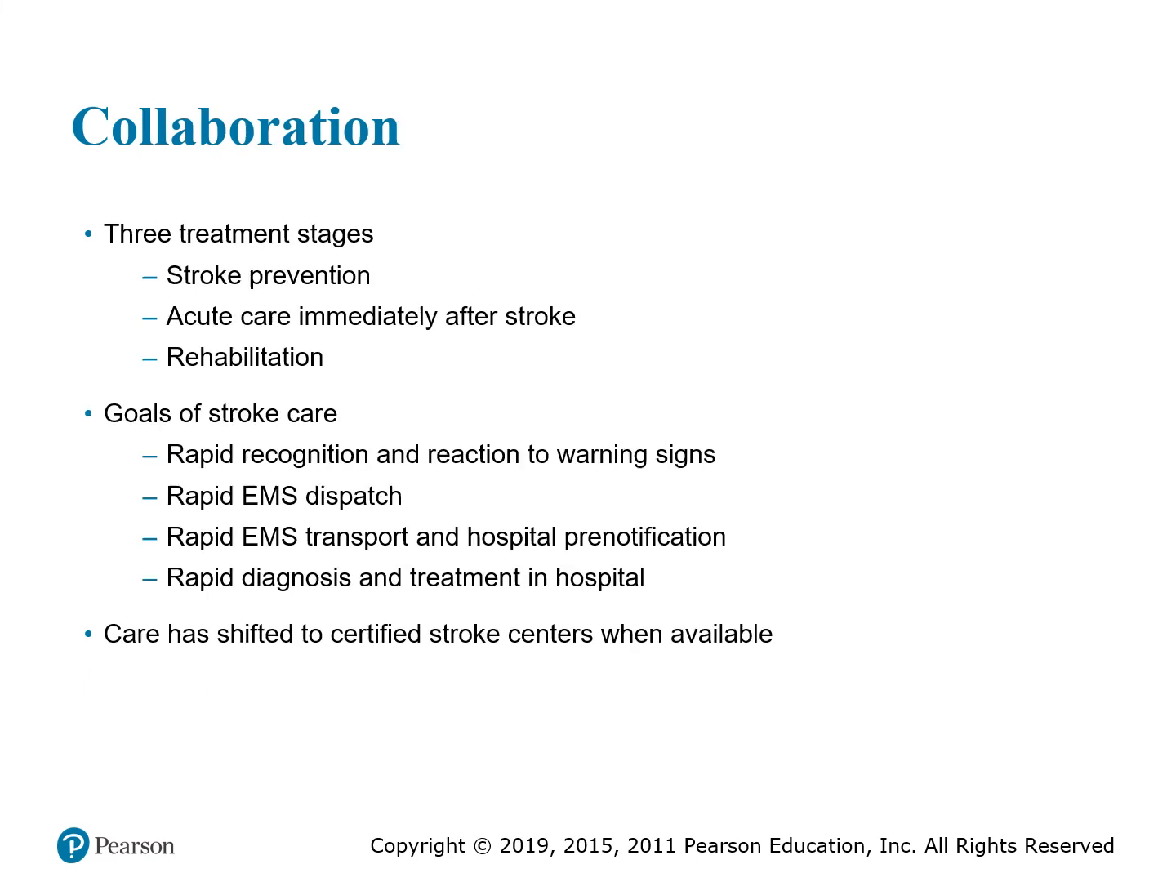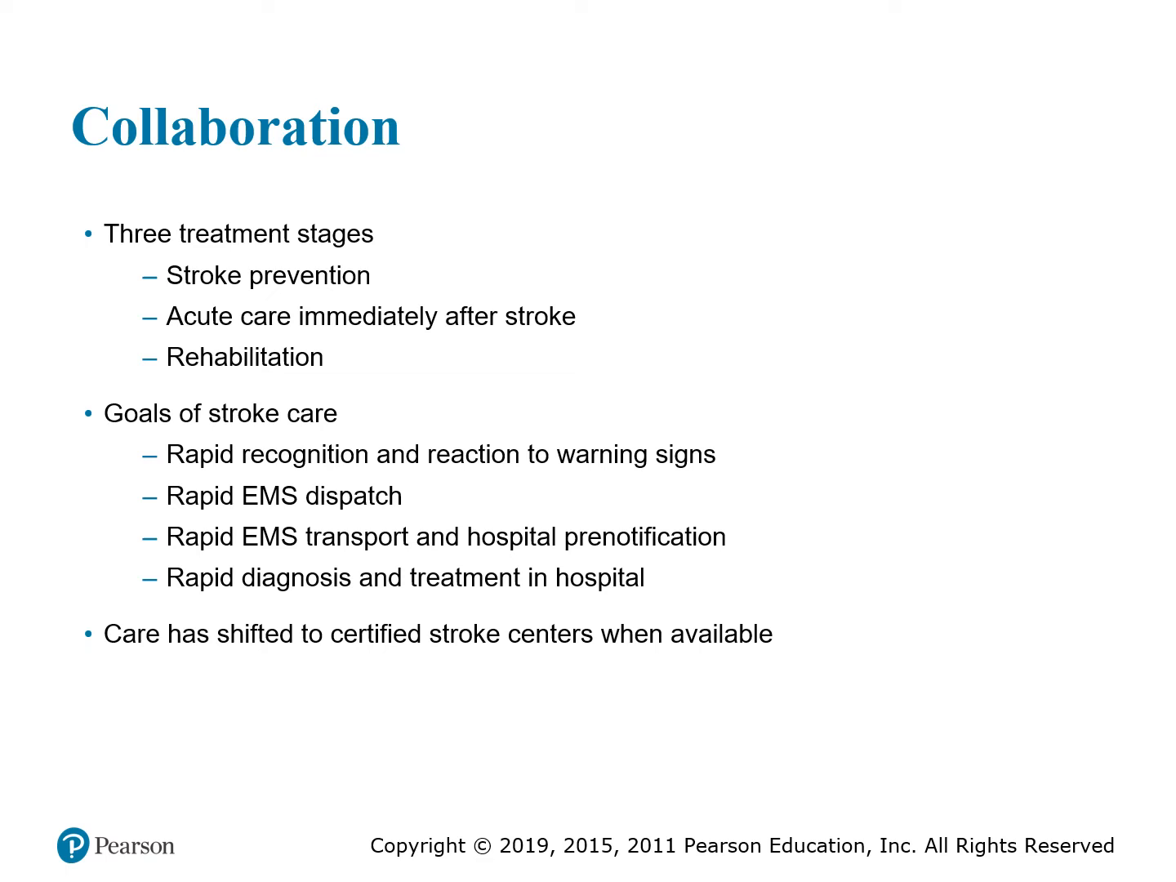So what are the treatments? The treatment is 3 stages: stroke prevention, acute care immediately after stroke, and rehab. So what we want to do is treatment during the acute phase focuses on diagnosing the type and cause of the stroke, supporting cerebral circulation, getting that circulation, keep it going. So what are we going to do to do that? And controlling or preventing further deficits by preventing another stroke.